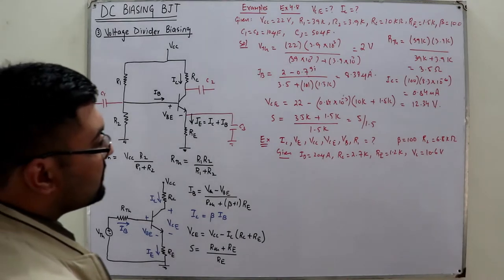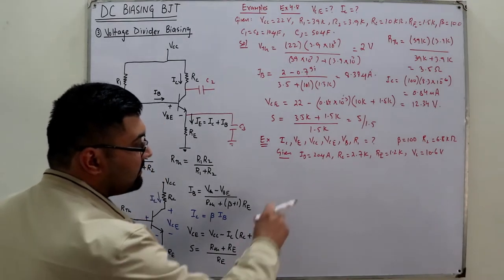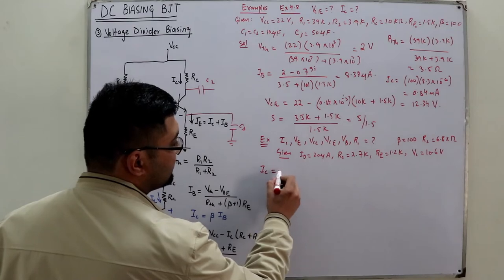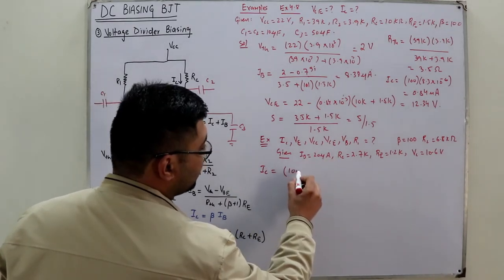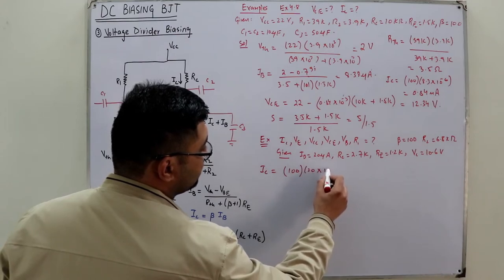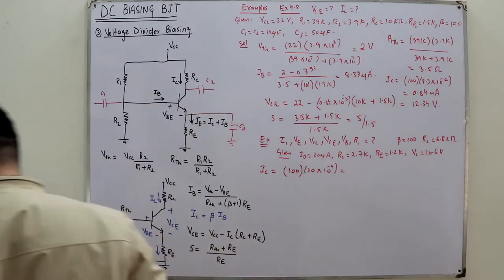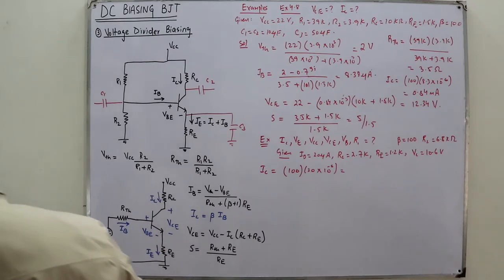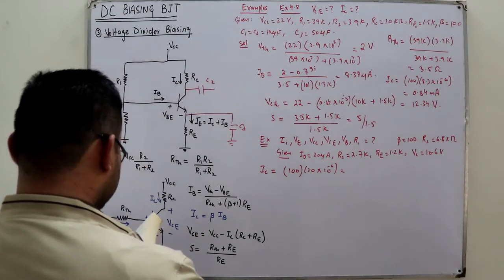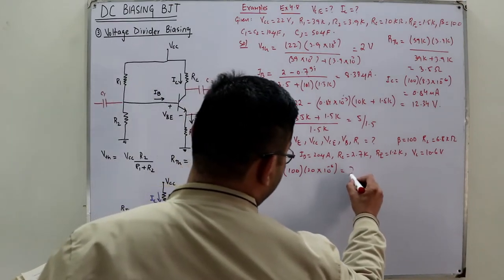You can find out through IB. So IB is given, so you can find out IC. So this would be beta. Beta is also given. Beta is 100. And this is also given, 20 into 10 to the power negative 6. What is the value? I'll just take this with me. So we'll have it directly. IC is 2 milliamperes.